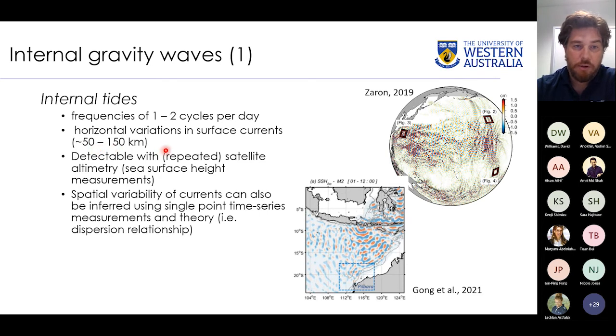In terms of measurement of the internal gravity waves, they are detectable using the satellite altimetry record. So that's the sea surface height measurements. They cause a small perturbation in sea surface height. And that's what you can see on the right here. So this is from Zaron 2019, and it's showing the amplitude of the semi-diurnal perturbation to the sea surface height across the northern Pacific, I guess.